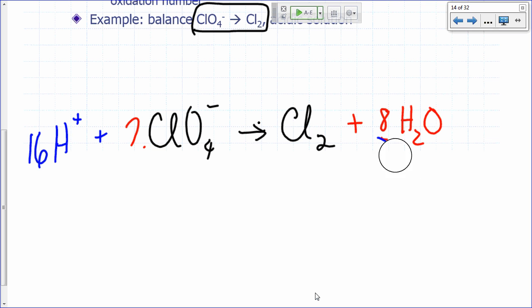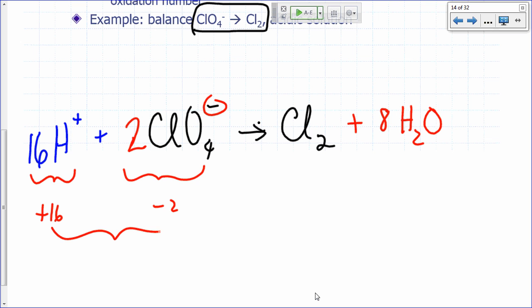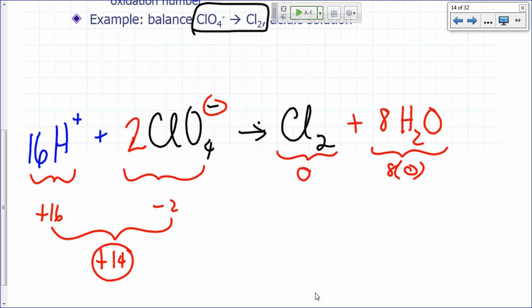Let me fix this up. Balance our charges. What's 16 times positive 1? That's positive 16. What is 2 times negative 1? Negative 2. So what's the total charge on the left? Positive 14, right? What's the charge of chlorine? Neutral molecule, 0. What's the charge of water? 0 times 8, still 0. What's the total charge on the right? 0.